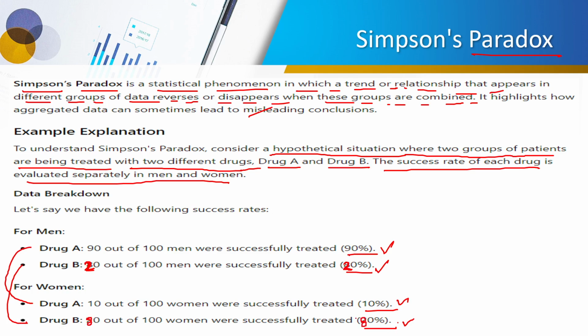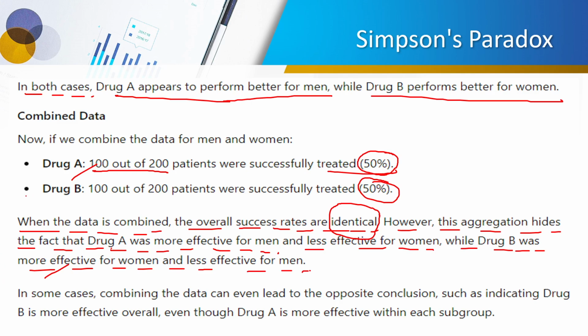So drug A is good for whom? Drug A is good for men, and drug B is good for women. But when we combine both the drugs, we are not discriminating with respect to men and women. So what happened in that case? 100 out of 200 patients were successfully treated in both cases. So the success rate becomes 50% here, and in this case again 100 out of 200 patients, it becomes 50%.